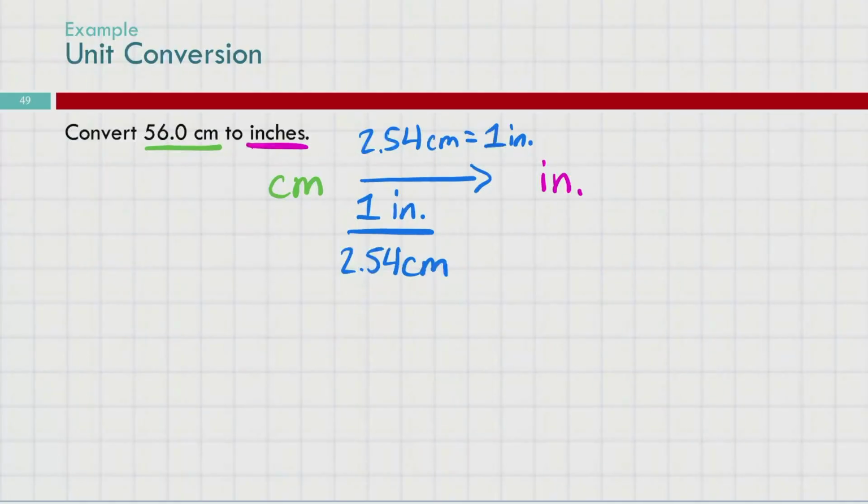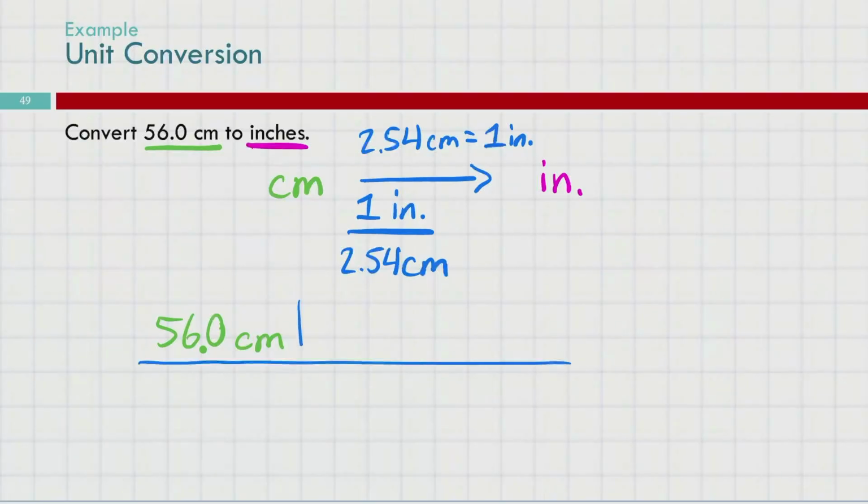Okay, so the way that I would write this out, 56.0 centimeters. And I like to draw a big line through everything to make it very clear where things are on the top, things that we're multiplying, and things on the bottom, things that we're going to divide by. So we've got our given of 56.0 centimeters, this vertical line just letting us know we're separating things out. And we'd plug in our conversion factor, 1 inch over 2.54 centimeters. Put an equal sign at the end, and let's check our units.